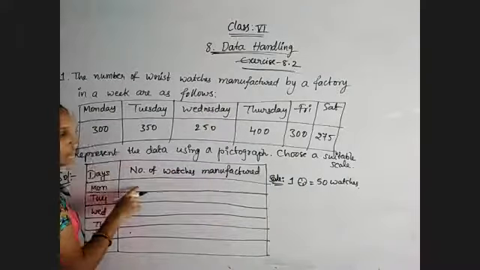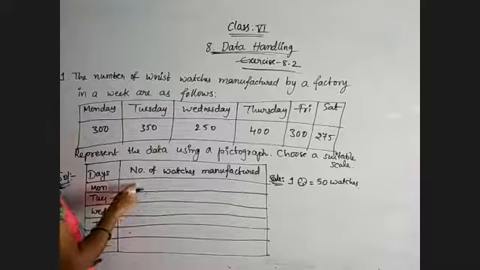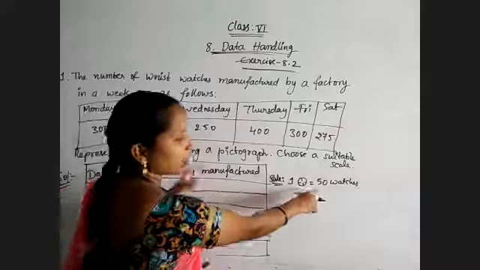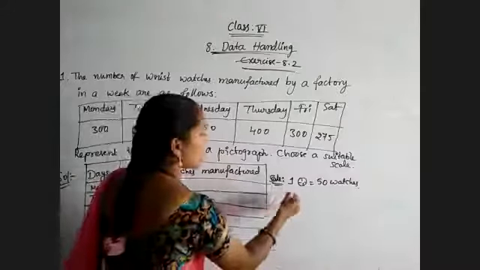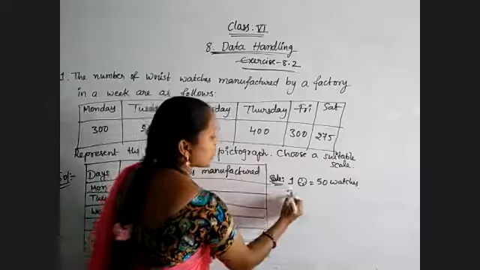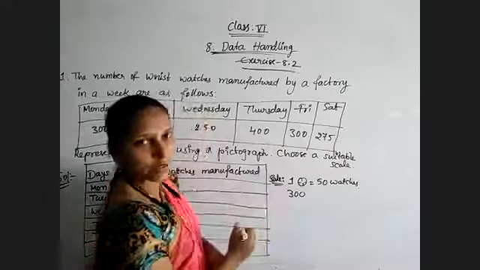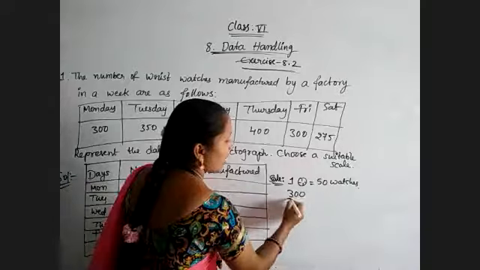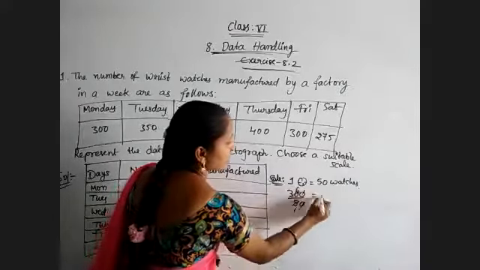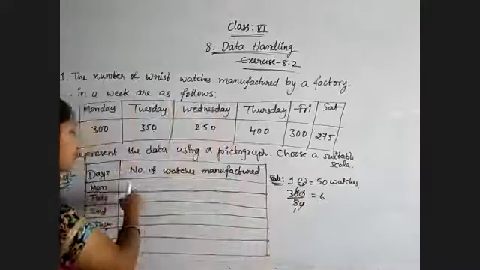300. That one we have to show by using a picture. It means 300 watches are there. One symbol value I am taking as 50 watches. So how many symbols must I draw to represent 300? They have given the value 300 watches, divided by 50. The 0 0 will get cancelled. 5 ones are 5, 5 sixes are 30, so 6 symbols I have to draw to represent 300.